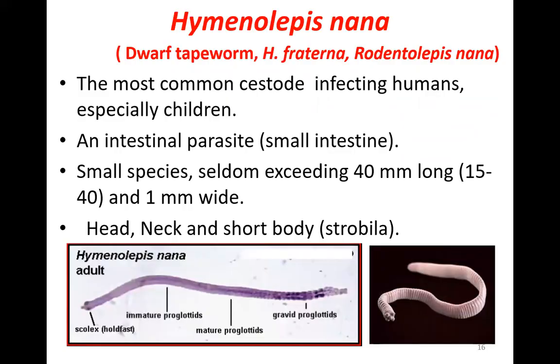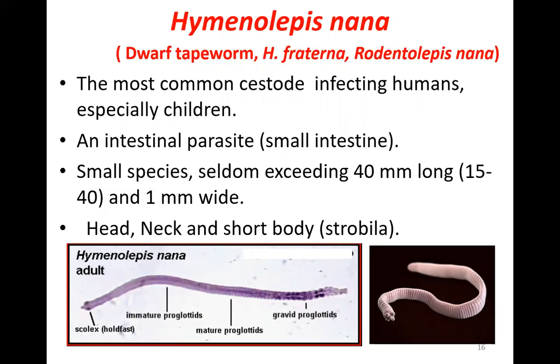The next parasite to be discussed is Hymenolepis nana. It is also called dwarf tapeworm. It's the most common cestode infecting humans, especially in children. It's an intestinal parasite, that is, it lives in the small intestine of human beings. The length seldom exceeds 40 millimeters, that is about 4 centimeters, and it is about 1 millimeter wide.